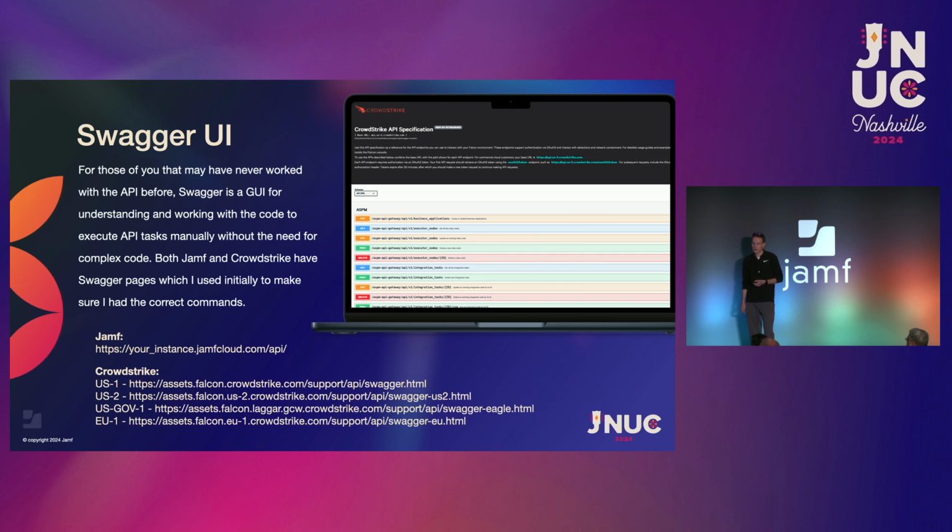For those of you that have never worked with an API before, Swagger is a GUI for understanding and working out the code to execute API tasks manually without needing the complex code. So both Jamf and CrowdStrike support Swagger, and they have pages that I initially used to gather the correct commands and utilize them to build the framework out. So below are all of the lists for the CrowdStrike, and then Jamf is above there as well.